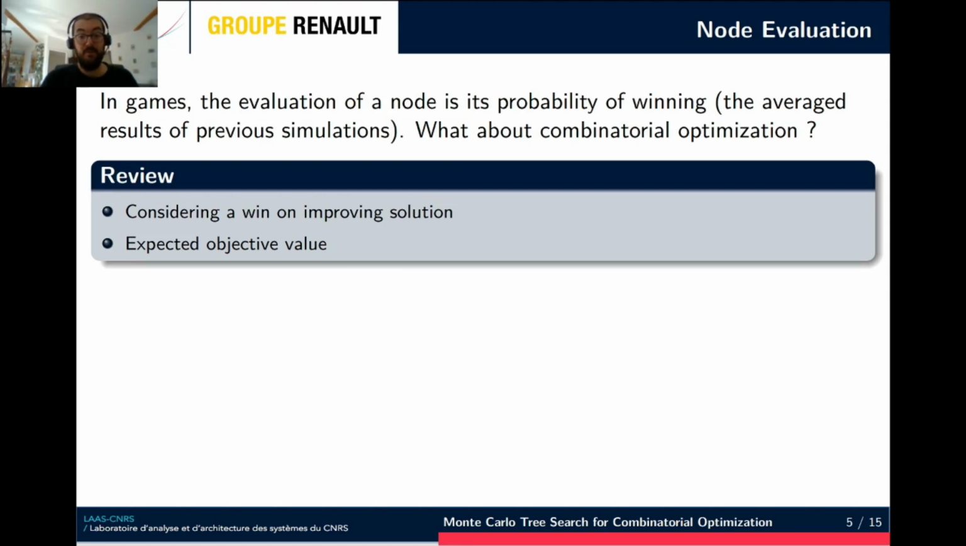In games, the evaluation of a node is easy and is based on the win-loss ratio we got in the previous rollouts, and we backpropagated to this node. In combinatorial optimization, we usually don't win or lose a game. There is one paper which considers an improving solution as a win and bases its evaluation on that. But we know we will find lots of improving solutions at the beginning of the search and only a few after. So it is certainly better to use an evaluation based on the averaged objective value, and this is what most papers that use the MCTS do.